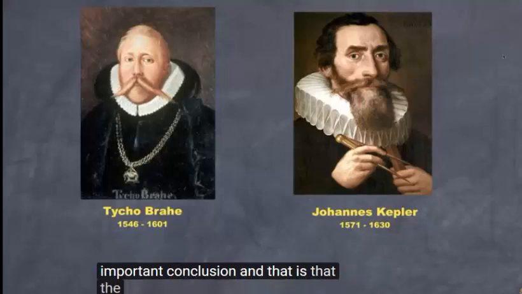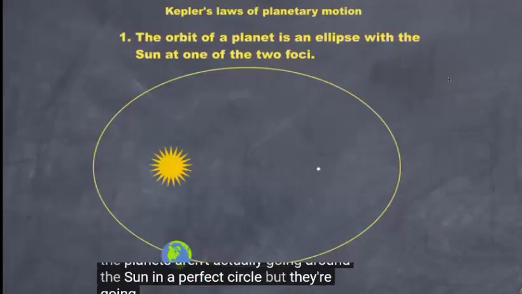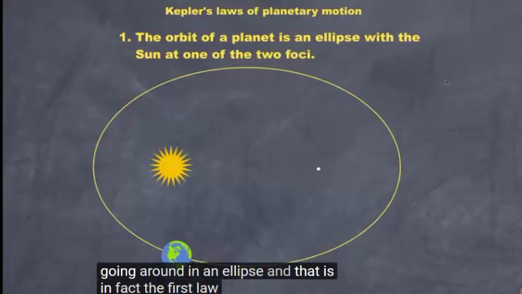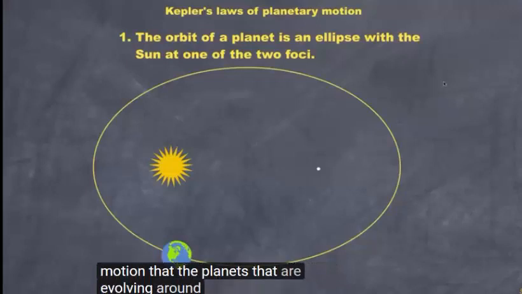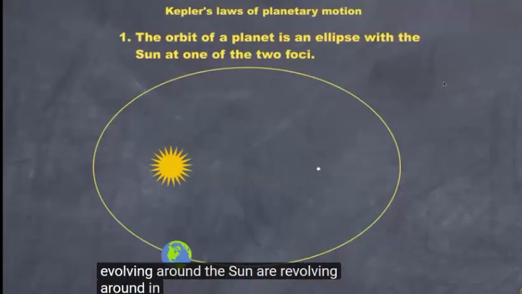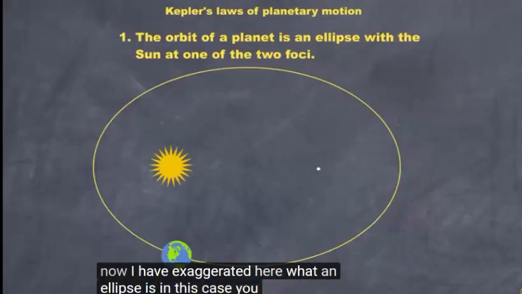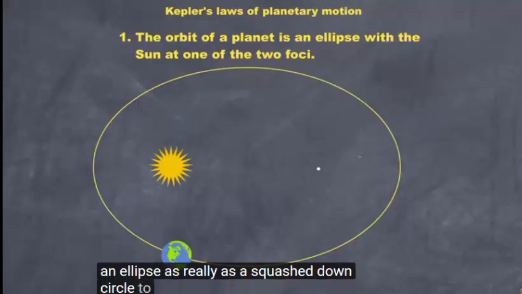And that is that the planets aren't actually going around the sun in a perfect circle, but in an ellipse. That is in fact the first law of planetary motion: the planets revolving around the sun are revolving in ellipses and not perfect circles. Now, I have exaggerated here what an ellipse is. In this case, you can consider an ellipse as really a squashed down circle.